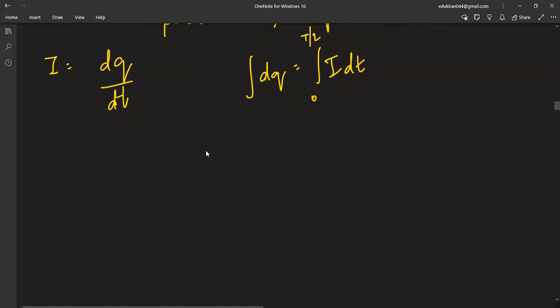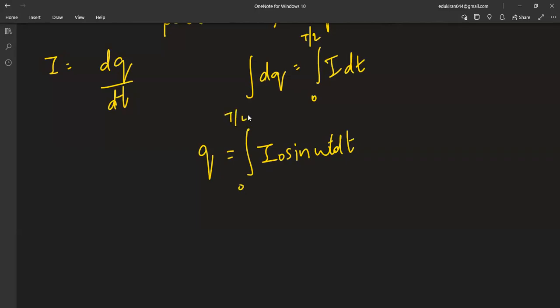So when you're integrating this, q will be equal to integral of I naught sine omega t dt, from 0 to T by 2. Right? Now, how will you integrate sine omega t? This becomes minus cos omega t. Again, omega is a constant. So when you differentiate, this gets multiplied. When you integrate, this gets divided. I have told you, when you are integrating, omega will get divided in this case.